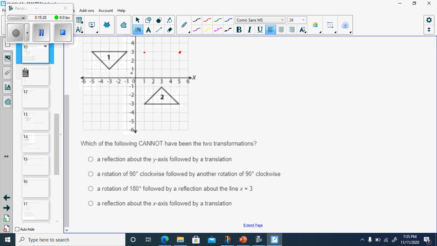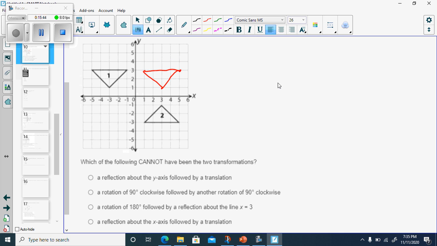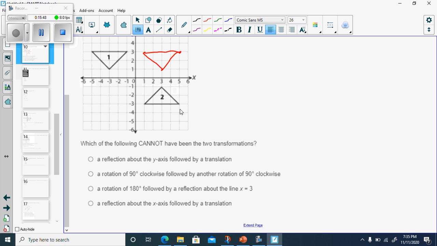And this is 1, 2, 3 from. So 1, 2, 3. That's a reflection over the y-axis, followed by translation. That won't work, will it? Reflection over the y-axis, followed by translation. That one is the one that will not work.